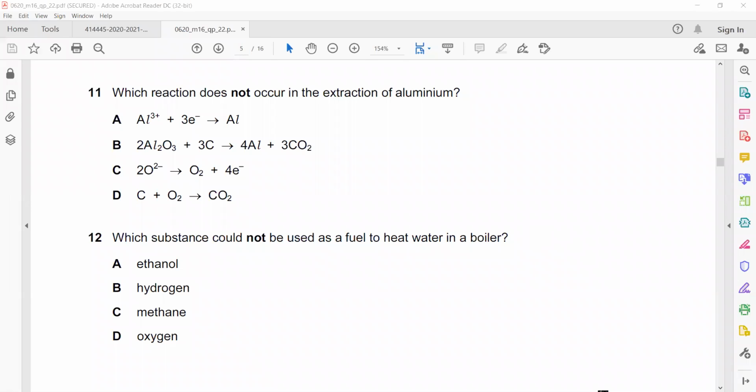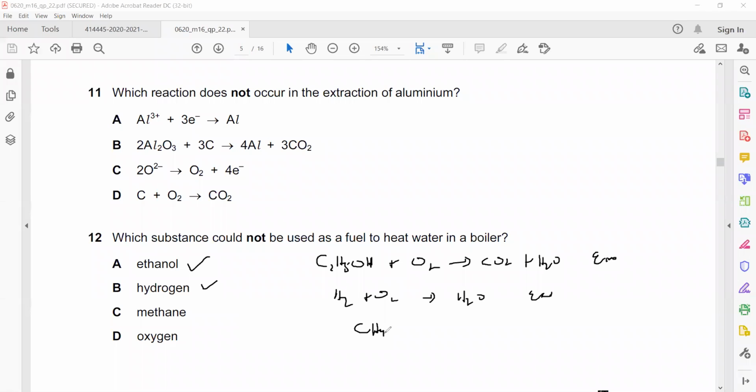Question 12. I want participation from everyone. Which substance could not be used as a fuel to heat water in the boiler? Alcohols are combustible. Alcohol can burn. Hydrogen can too. Ethanol is C2H5OH. It reacts with oxygen and forms carbon dioxide and water, and the reaction is exothermic. Hydrogen reacts with oxygen and forms water as well, and the reaction is exothermic.